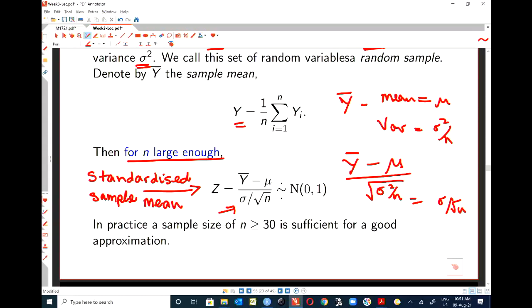What I'm saying is that that thing is approximately normally distributed with mean 0 and variance 1. So when you standardize something, you're actually turning the mean to 0 and the variance to 1. So my standardized sample mean has mean 0, variance 1, and is also approximately normal. And when I say large enough here, n bigger than or equal to 30 is sufficient for a good approximation. So for the sample mean, I've got the mean, I've got its variance, I've got its distribution as well, and that allows me to do things with it.